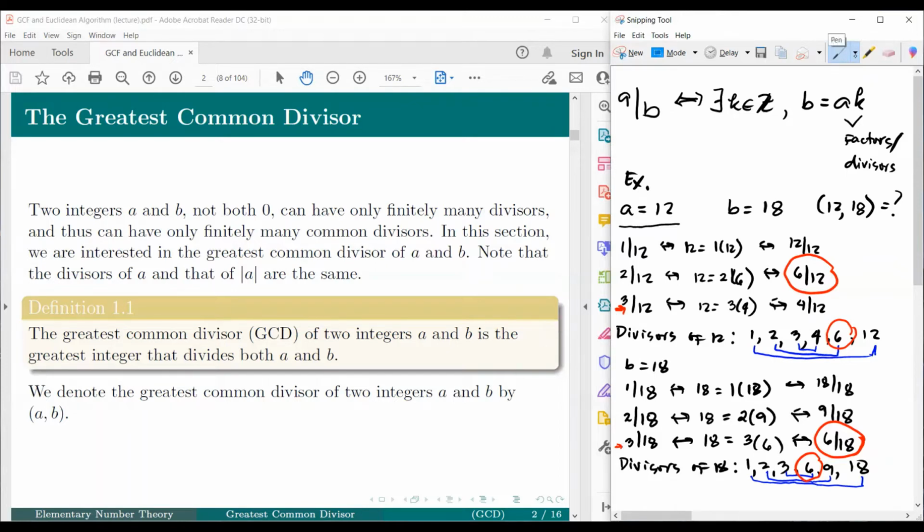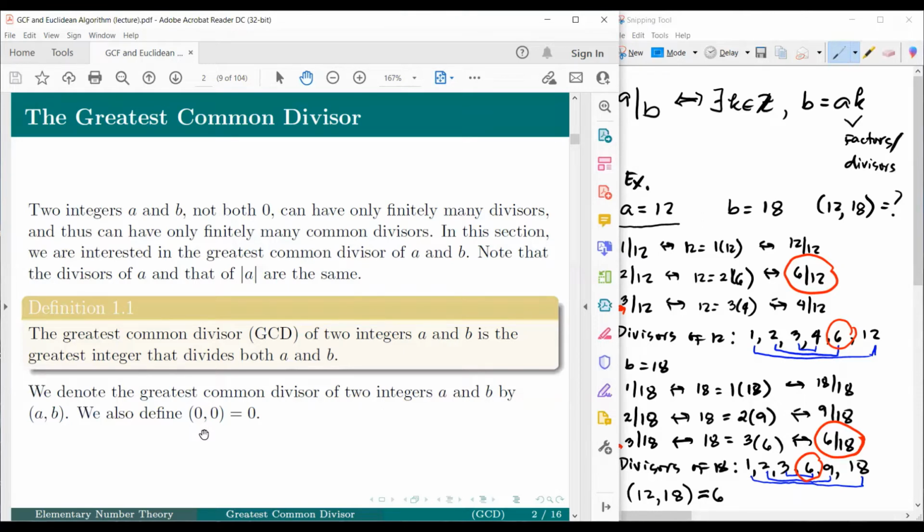Therefore, we can write our answer as this: the GCD of 12 and 18 is 6. So as simple as that. I hope it is clear to you now. So let's proceed. By the way, we also define the greatest common divisor of 0 and 0 as 0. So we define that here: the GCD of 0 and 0 is 0.